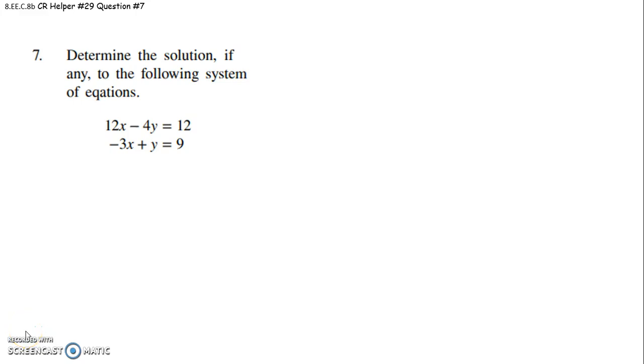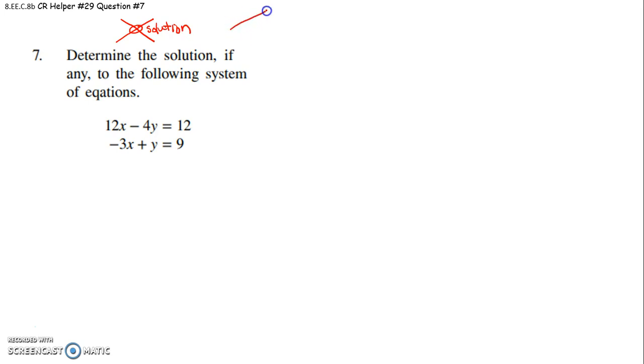8th graders, this is to help you with question 7 on CR 29. It says, determine the solution, if any, to the following system of equations. When you have a system of equations, you'll either have two lines that cross at a single point, and where they cross, that would be the solution.